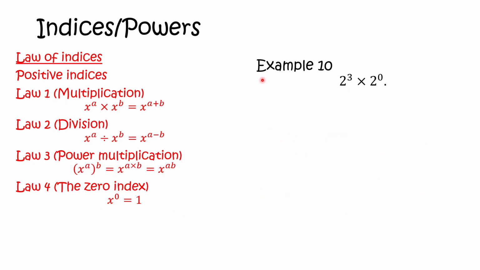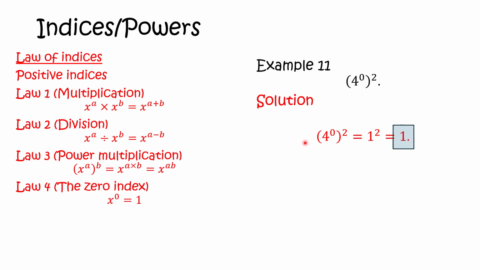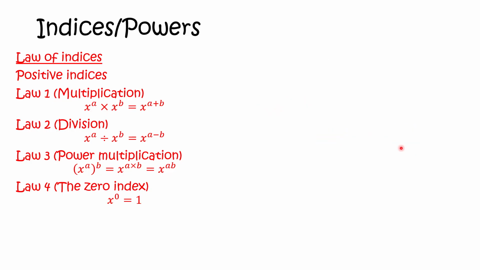Let's take a look at example 10. So we have that. So the solution then, we know that 2 to the 0 is equal to 1. Therefore, 1 times 2 to the 3 is equal to 2 cubed. That's our solution. Example 11. We have that scenario there. And then we know that inside the brackets or the parentheses, we are going to get a 1, because any number raised to the power of 0 gives us a 1. So we just have 1 squared, which is 1. That is our final answer.